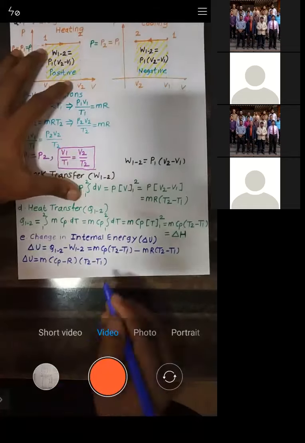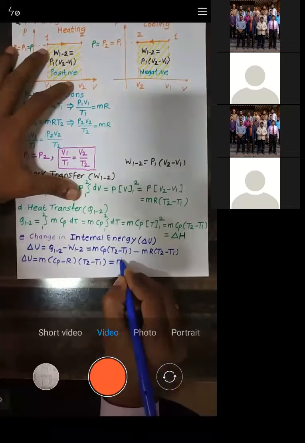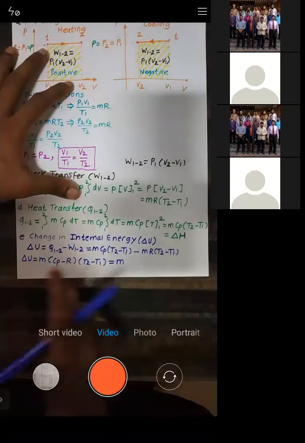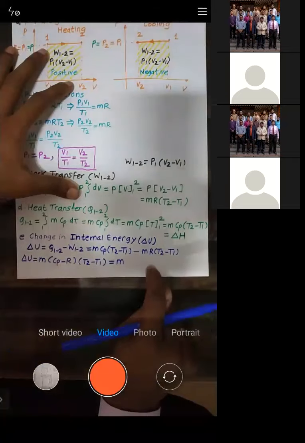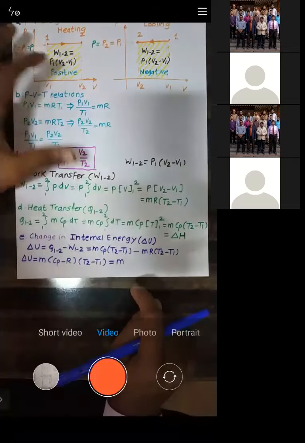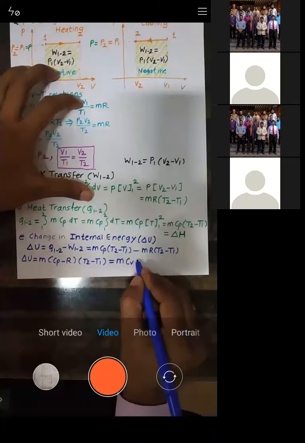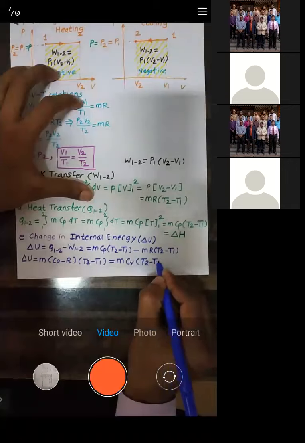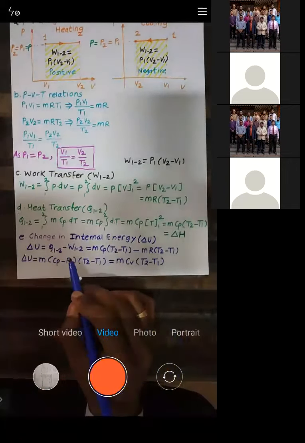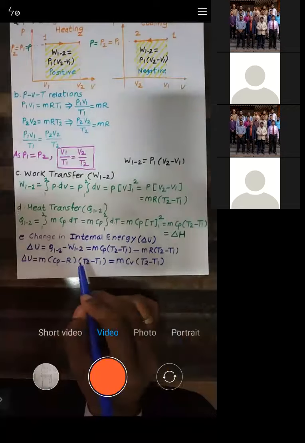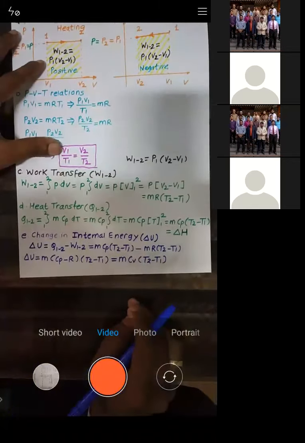Right? So what value are we getting? Change in internal energy delta U is given by m times what is Cp minus R? See, Cp minus Cv is equal to R, right? Then what is Cp minus R? It is Cv. So delta U is mCv(T2 minus T1). Just try to remember this. Cp minus Cv is equal to R, so Cp minus R is Cv. This is the formula for change in internal energy.